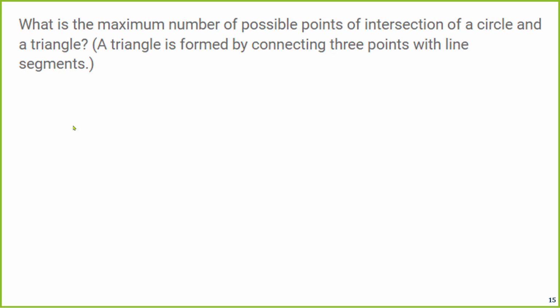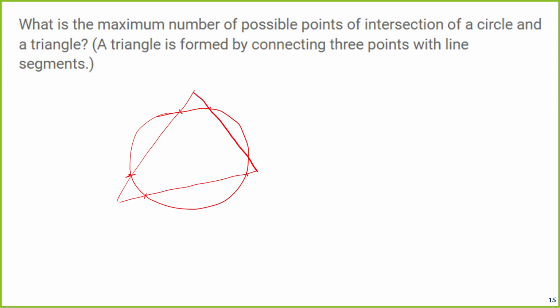So the answer is 6. That's right, because a line segment can intersect a circle in at most 2 points, right? So suppose this is a circle. One side of the triangle can intersect with the circle at 2 points. The second side can also intersect at 2 points. The third side can also intersect it at 2 points. So the maximum number of intersections between a triangle and a circle is 6. That's correct.